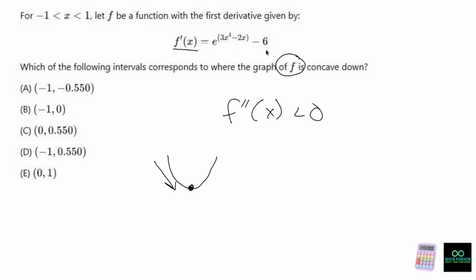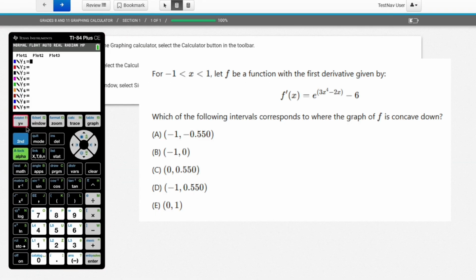So I'm going to run to my calculator, type that in, hopefully get a picture that looks something similar to this, and find out my minimum. Once I find my minimum, I can find out where my graph is concave down. So let's do that. All right, so let's graph the derivative. That was e to the stuff. So e to the stuff is second ln. That stuff is 3x to the 4th minus 2x.